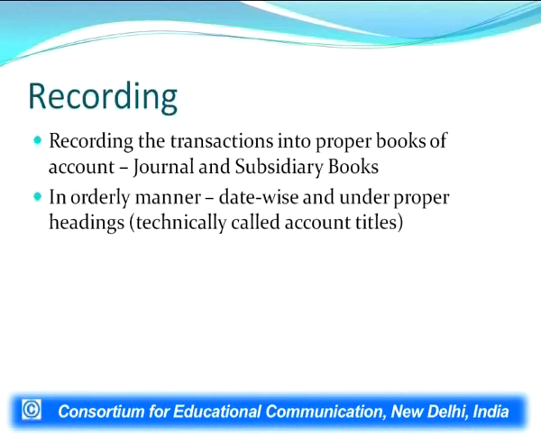While recording the journal, I would like to remind you of some points: all transactions are recorded in an orderly manner, that is, date wise and under proper headings. These headings are technically called account titles. Like purchase of goods shall be recorded in purchase account, sales of goods shall be recorded in sales account, all transactions relating to Mr. Ram shall be recorded in Ram's account, and all transactions relating to bank will be entered through the bank account. So, all the recording in the journal is made through different accounts which are affected by the particular business transaction or event.